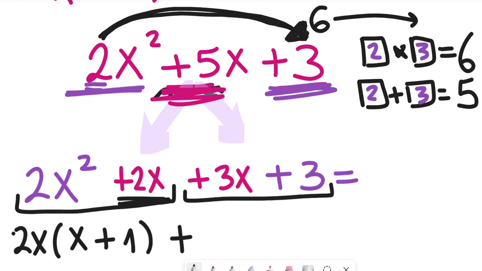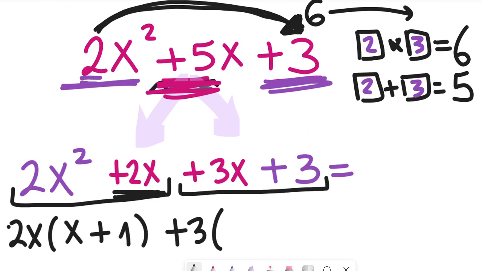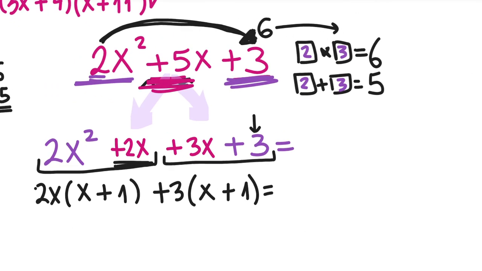Okay, now 3x and 3. What do they have in common? 3. What's left in brackets? 3 multiplied by what to give us 3x? It's x. And then 3 multiplied by what will give us 3? It's only 1. Perfect. We are almost done.